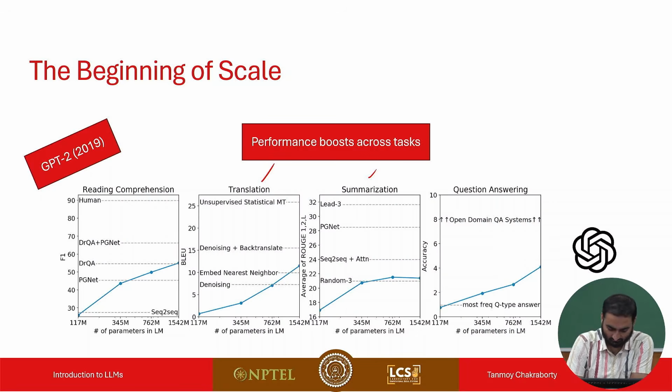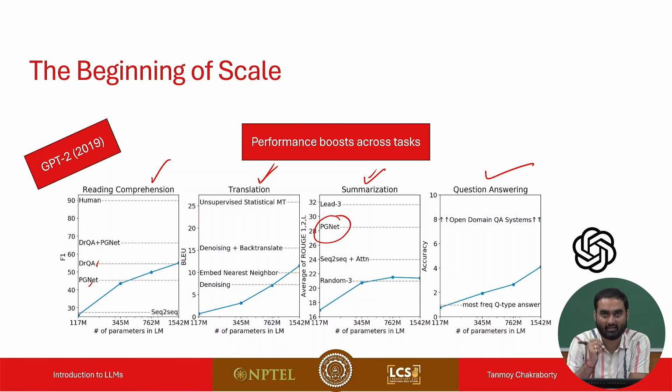If you look at the results across different tasks, reading comprehension, translation, summarization, question answering, you see this blue line, which indicates the performance of GPT-2. The performance is comparable to the other expert models. These expert models are essentially trained for this particular task. For example, PGNet, the pointer generator network, is trained for the summarization task, but GPT-2 is not trained for this task. In a zero-shot setting, during inference time, the model performs significantly well.